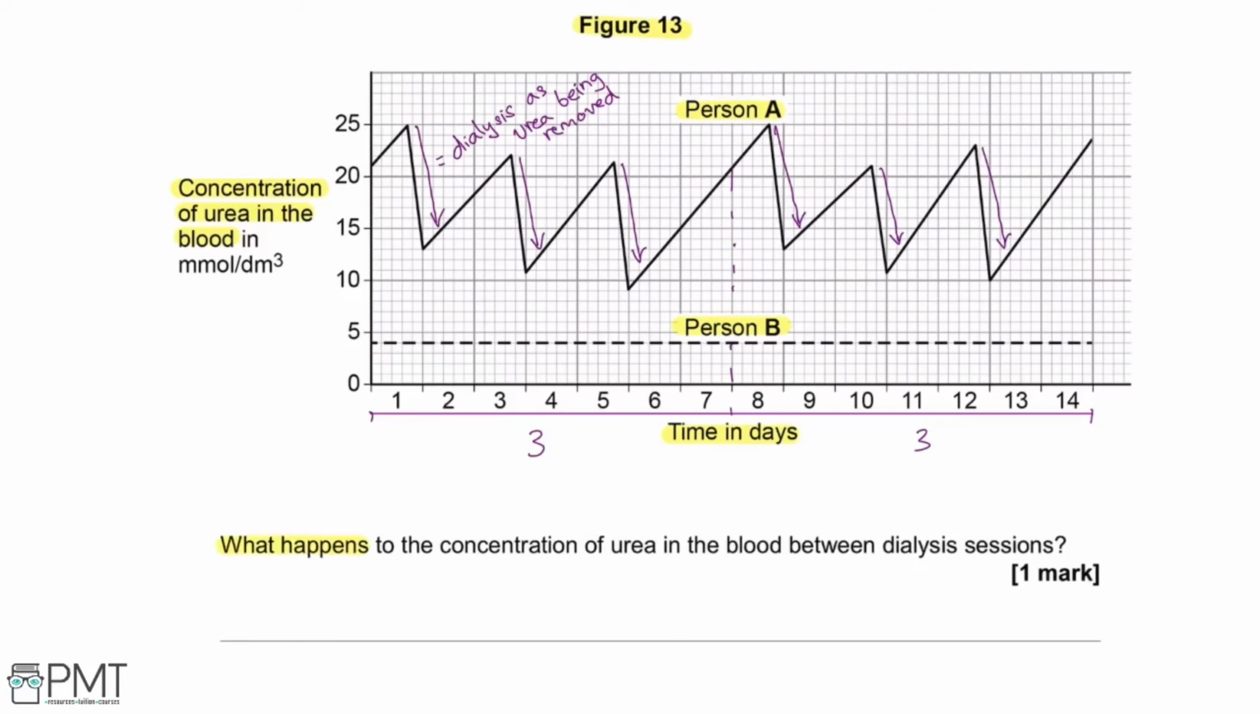What happens to the concentration of urea in the blood between dialysis sessions? And this question is worth 1 mark. So we have another copy of figure 13 above. We've marked the dialysis sessions with our downward arrows, and so we just need to say what happens between them. And we can see that it is going upwards, which means the concentration of urea in the blood is increasing between the dialysis sessions.